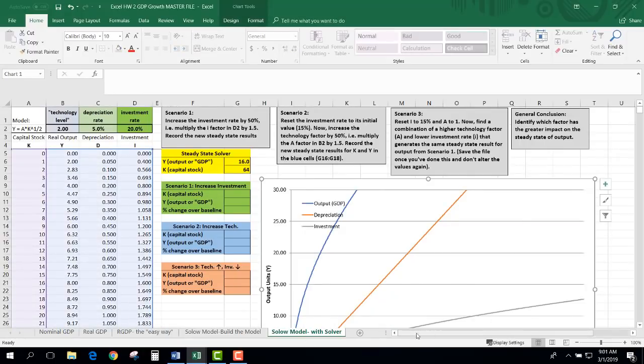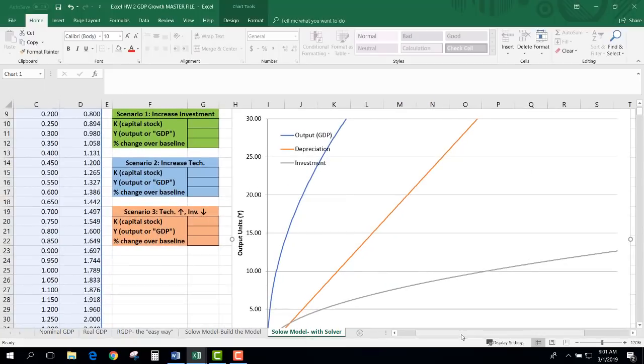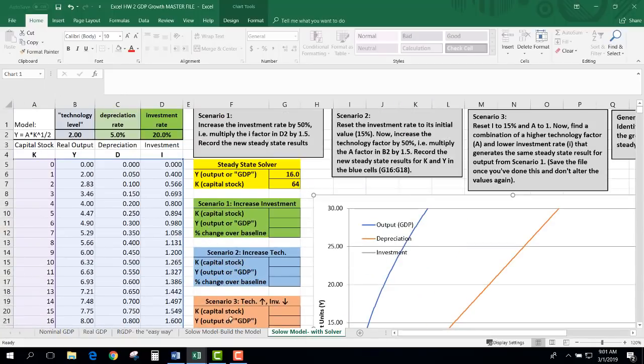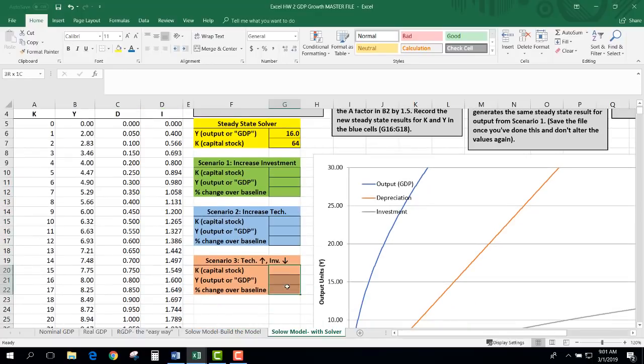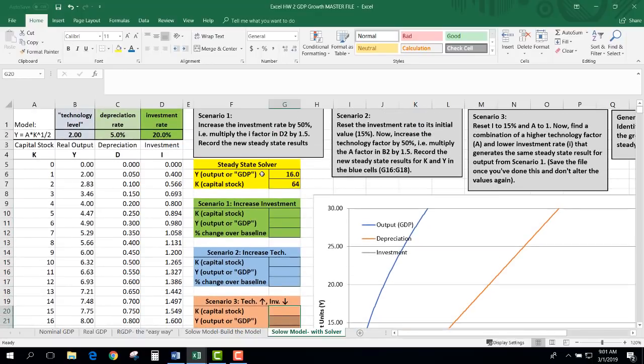Okay, then the final thing I'll ask you to do in the homework, you jump over to Solow Model with Solver. We've copied over the same parameters we started with for technology and depreciation rate and investment rate. And then I've just got some scenarios I want you to work through and then fill in the results in these color matching boxes down here. So scenario 1 says increase the investment rate by 50%. It's 20%, right? So I could actually just do equals 1.5 times 0.20.